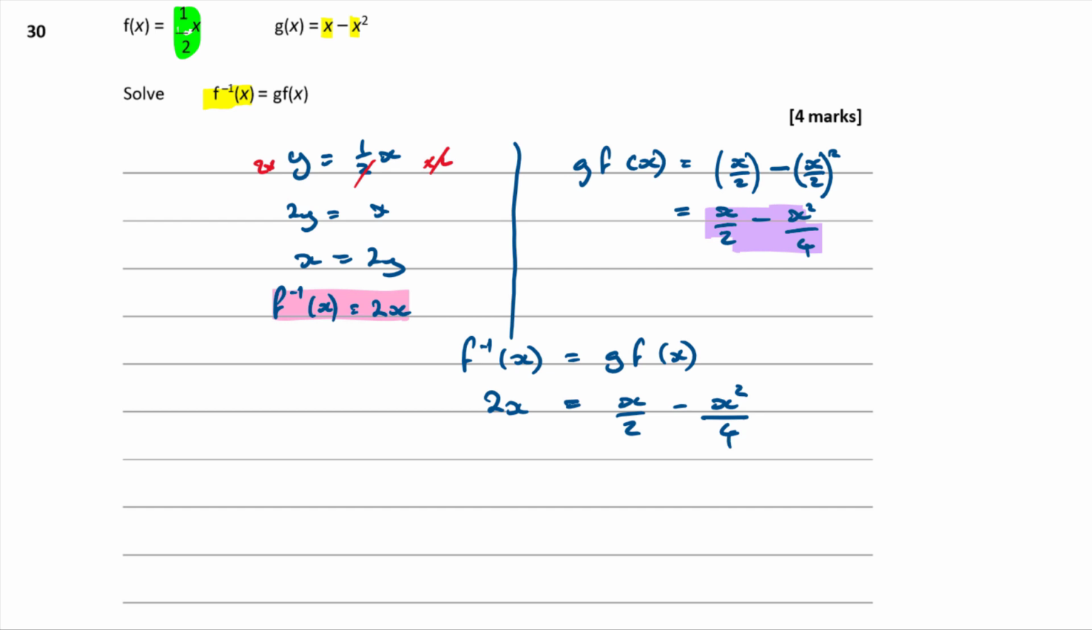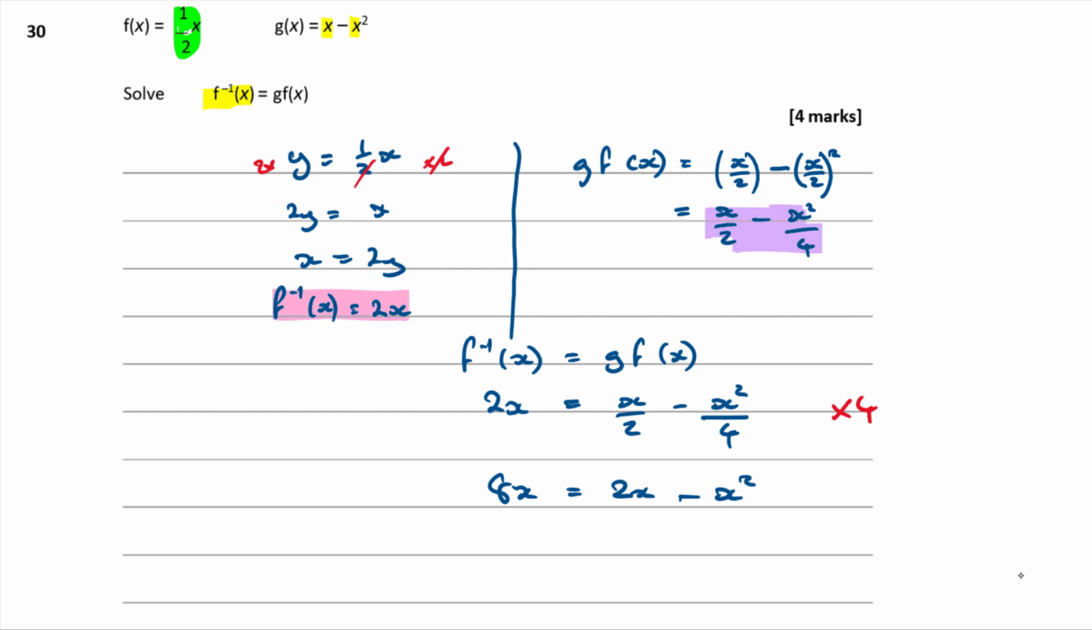Okay, now can you see I've got horrible fractions everywhere, which can easily be resolved by multiplying everything through by 4. Okay, I'm just going to multiply everything through by 4. That will get rid of all my fractions in one go. Okay, so I've got 2x times 4 is going to give me 8x. x over 2 times 4 is going to give me 2x. And x squared over 4 times by 4 is going to give me x squared. They're all gone.